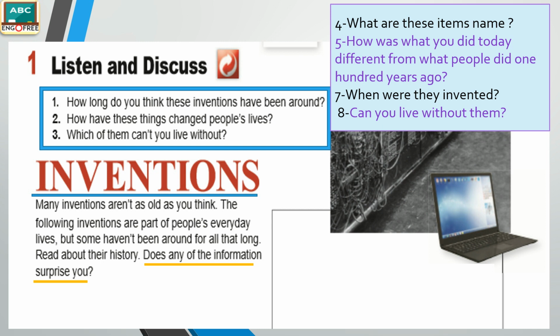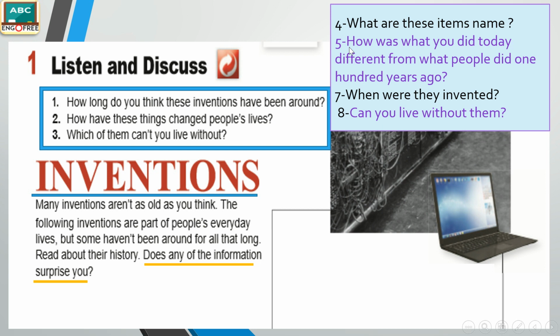At the beginning, I can ask you some questions and I want each of you to choose one question and answer it. Number 1, how long do you think these inventions have been around? Number 2, how have these things changed people's lives? Number 3, which of them can you live without? Number 4, what are these items named?